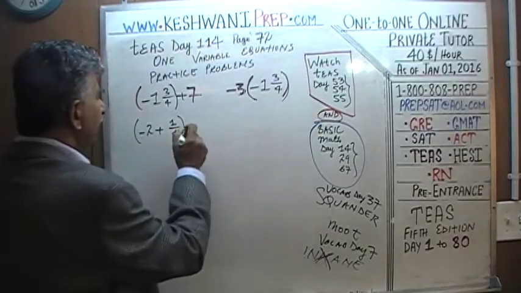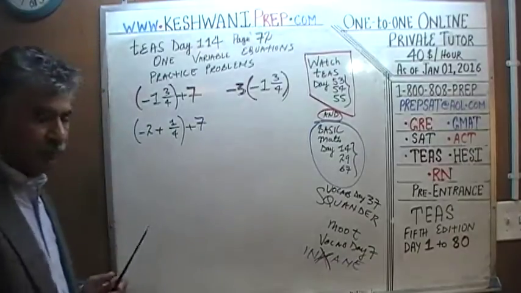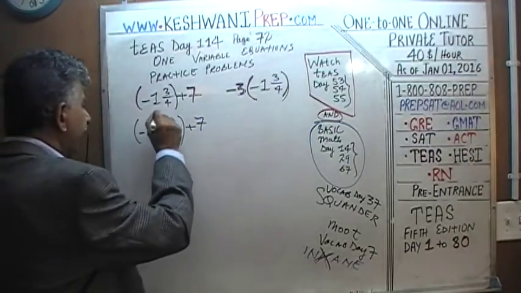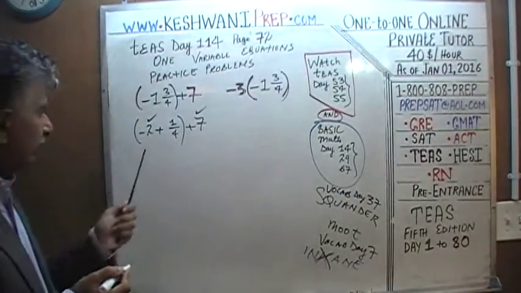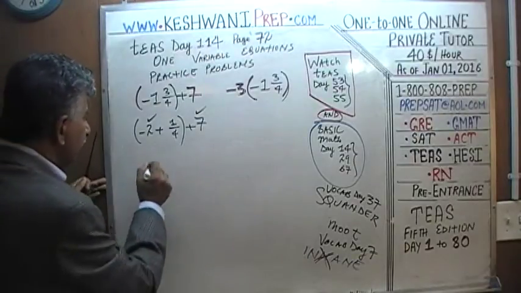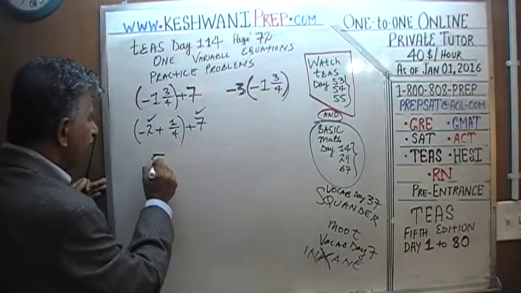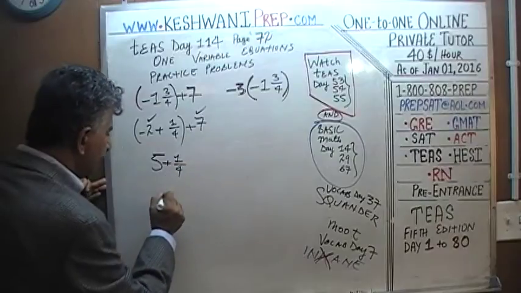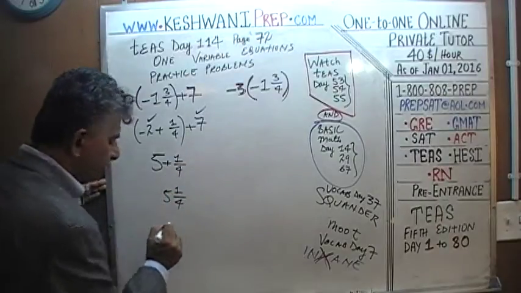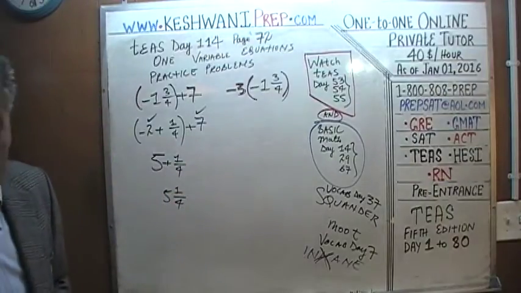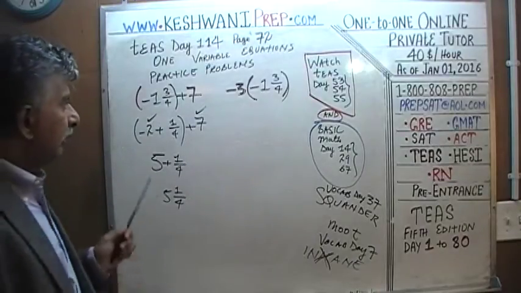And then we have plus 7. Watch what happens. Negative 2 and a positive 7 should give us positive 5. So we have positive 5 plus a quarter, which gives us positive 5 and 1 quarter. Let's see what we get there. Okay, watch again one more time.